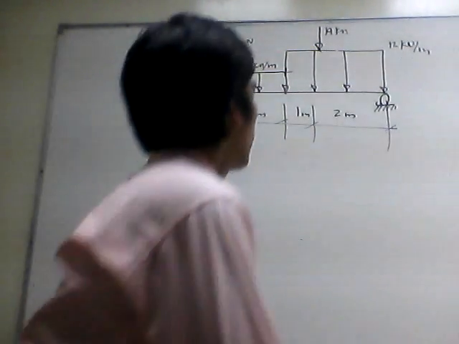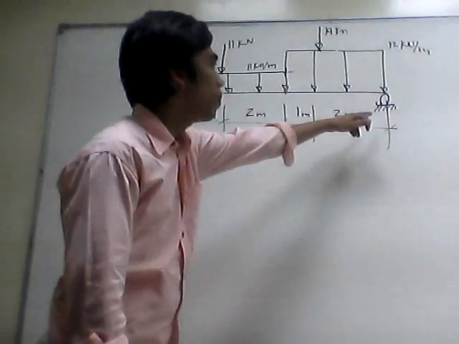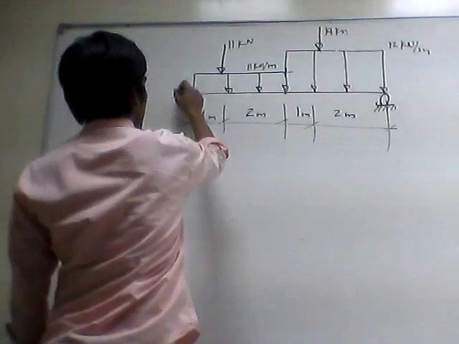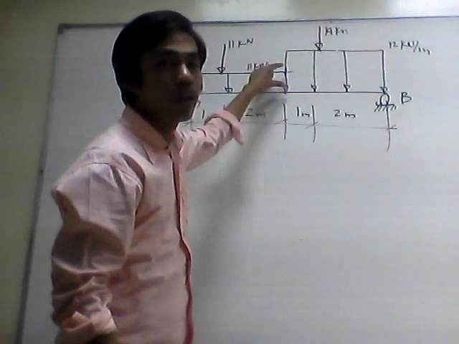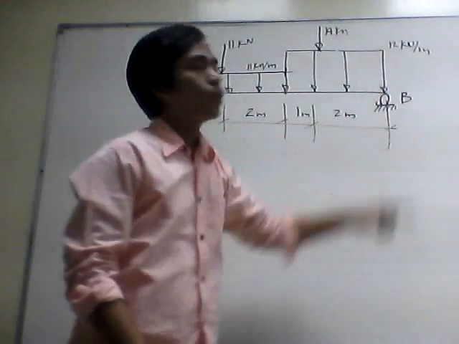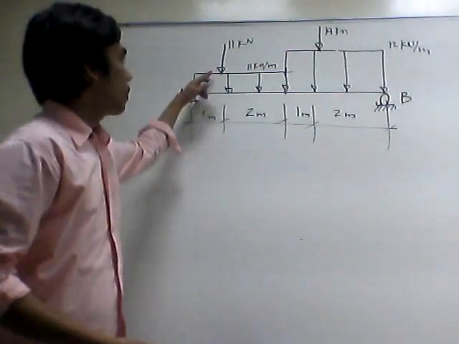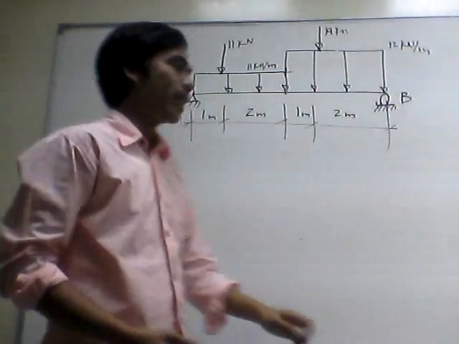Okay, so first we are going to examine the beam. Here we call this a simple beam because we have a hinge support and a roller support here at A and at B. And we have the uniformly distributed load here of 11 kilonewton per meter and 12 kilonewton per meter over a 6 meter span. And we have a concentrated load of 11 kilonewton here and 14 kilonewton.